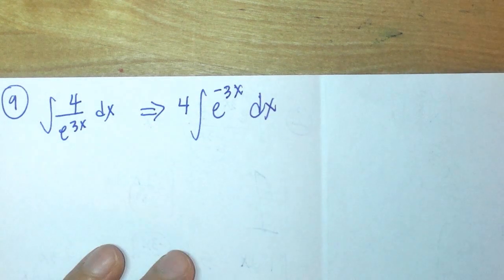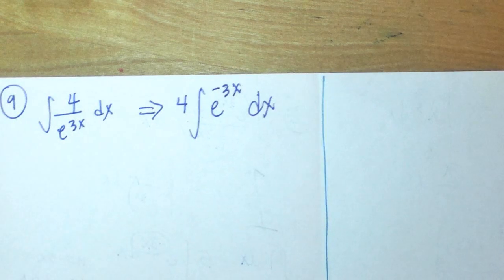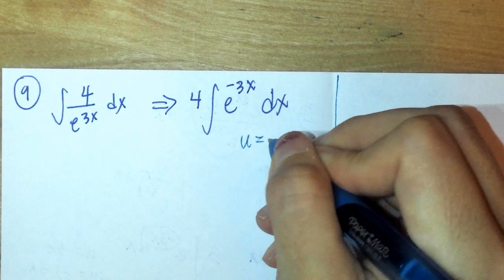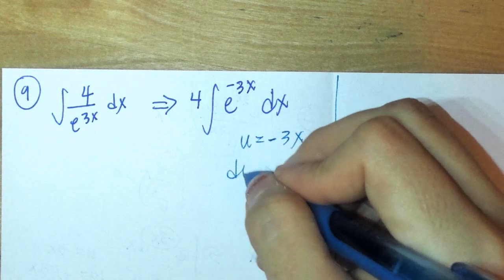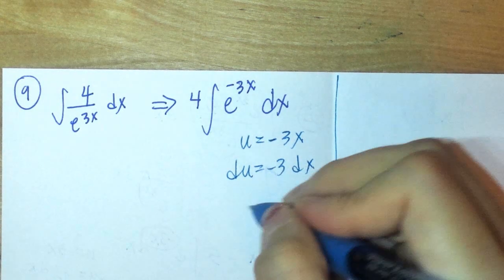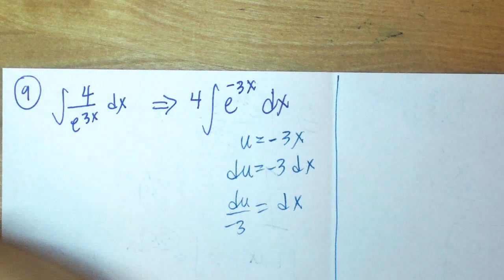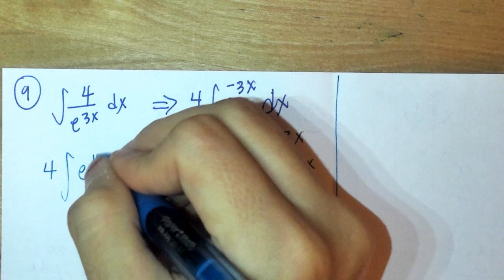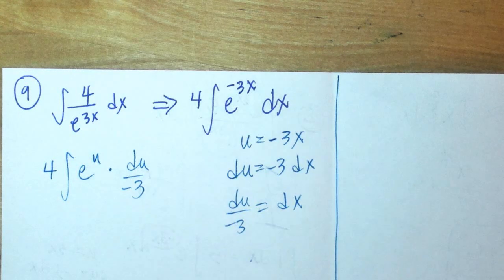It looks like that. Because you're trying to make it into some type of rule that you know, like the power rule, the 1 over u rule. And then I want to do my u to be negative 3x. Right, it's the exponent. So du would be negative 3 dx. Divide by negative 3. So when I substitute, it looks like this. E to the u dx is du over negative 3.